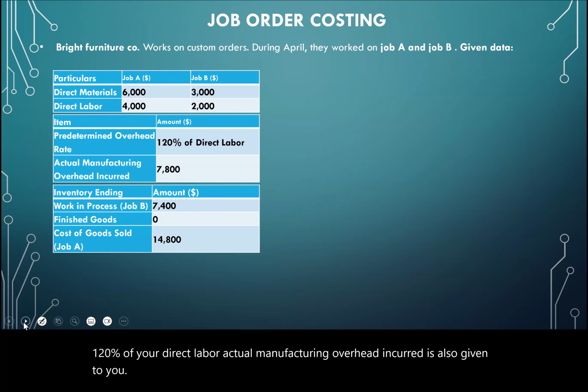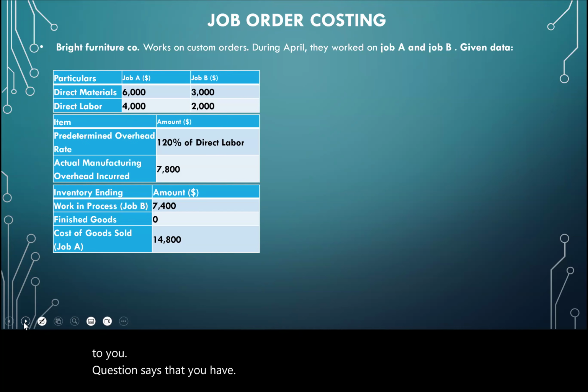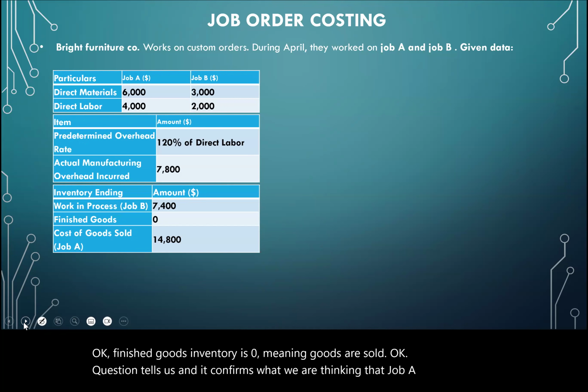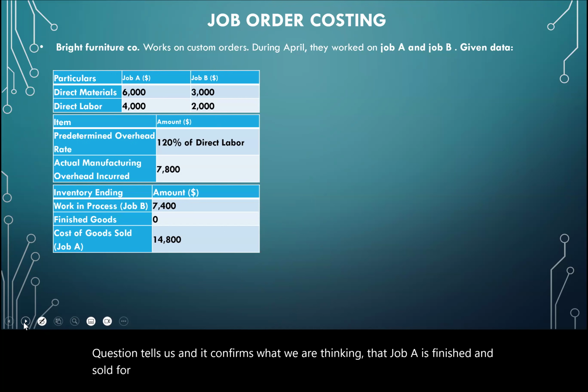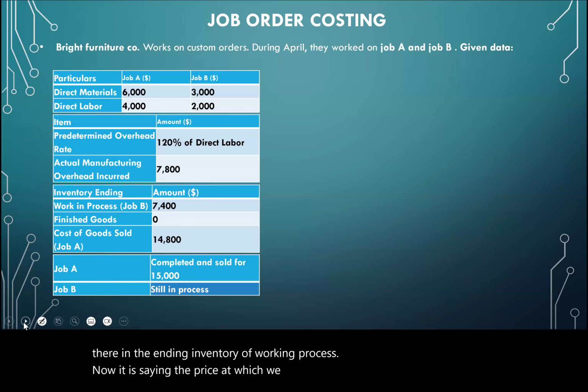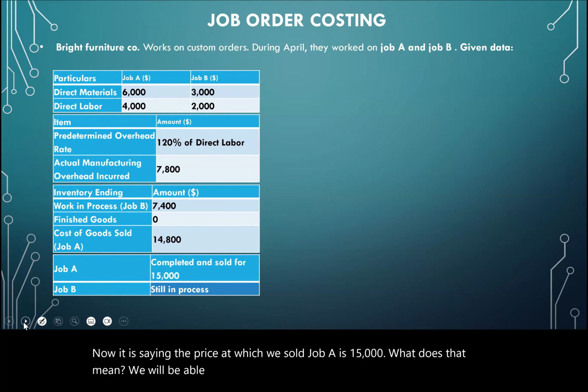The question says that you have work in process inventory of $7,400 in job B, which means job A is finished but job B is not. Finished goods inventory is zero, meaning goods are sold. The question tells us, and it confirms what we are thinking, that job A is finished and sold for $14,800. Job B is not finished, and therefore it is still there in the ending inventory or work in process. Now, it is saying the price at which we sold job A is 15,000. What does that mean? We will be able to calculate the profit on this job if we have to, because we know the cost and we know the sales price.